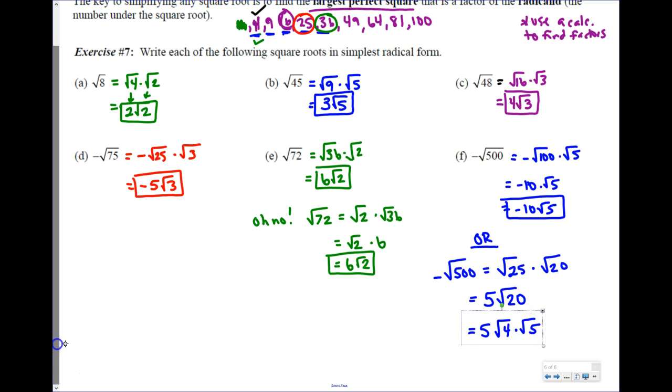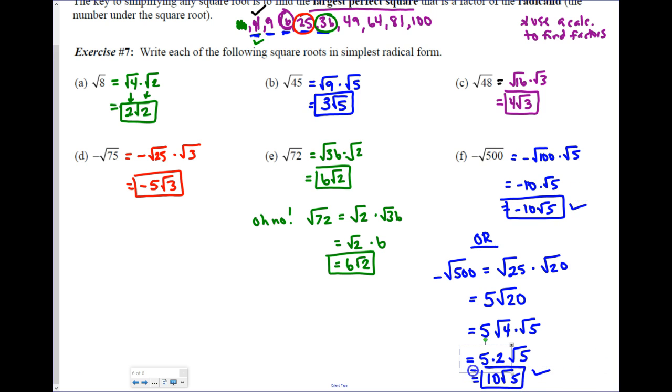So now I have a second layer of radicals, but this square root of 4 changes into a 2, and I still have my square root of 5, so I still end up getting my answer of 10 square root of 5, both ways. Remember, it's a negative though. I still get the 10 square root of 5, I just had to do my reduction twice. So sometimes that'll happen if you don't see the biggest perfect square right away. Okay?